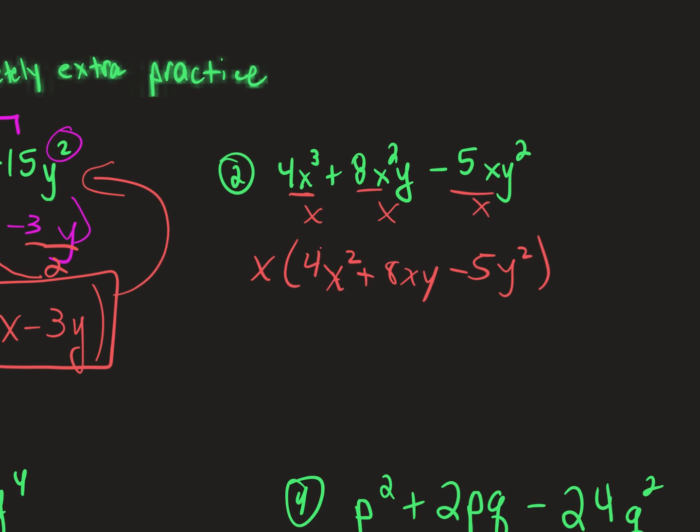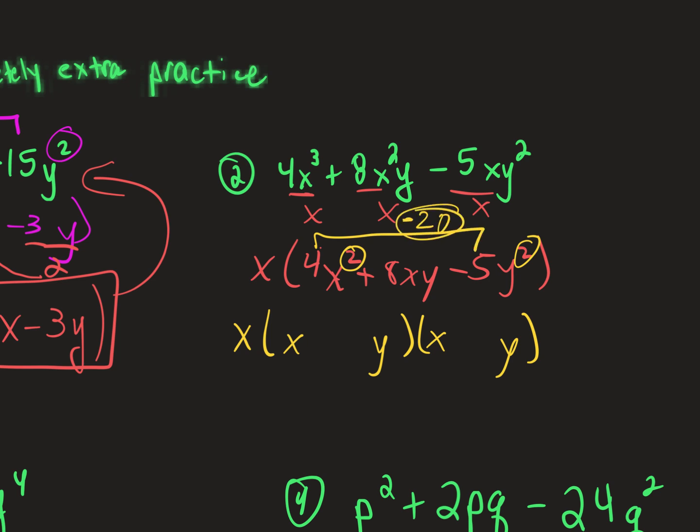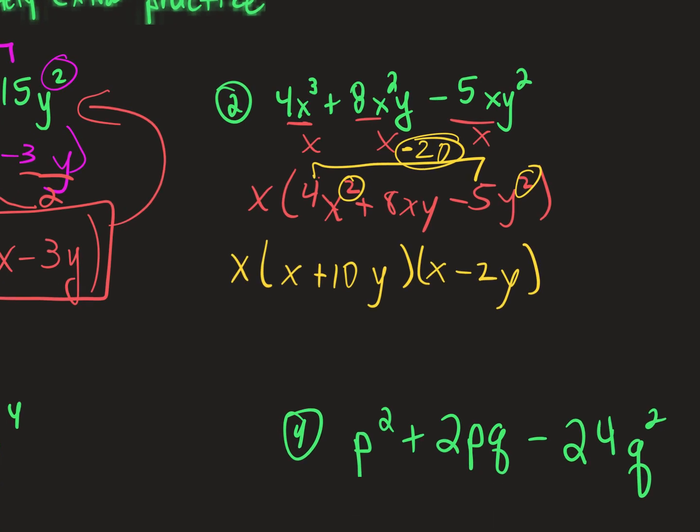Well, 4x squared is a perfect square. That would be 2x and 2x, but negative 5y squared is not. So this is going to be our traditional factoring where a is not 1, and it's a trinomial. So I'm going to put an x in the front and a y in the back of each binomial, and the reason why is because both of these are squared. Now I'm going to say 4 times negative 5 is negative 20. What are the factors of negative 20 that will multiply to give me negative 20, but add to give me 8? So that's going to be positive 10 and negative 2. Positive 10 times negative 2 is negative 20. Positive 10 minus 2 is going to give me positive 8.